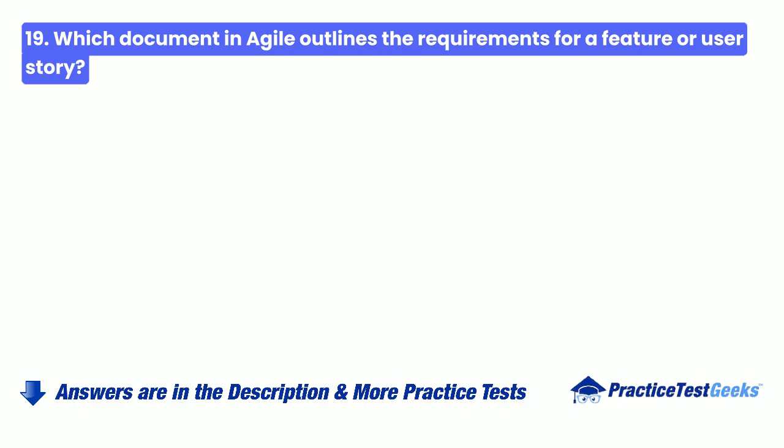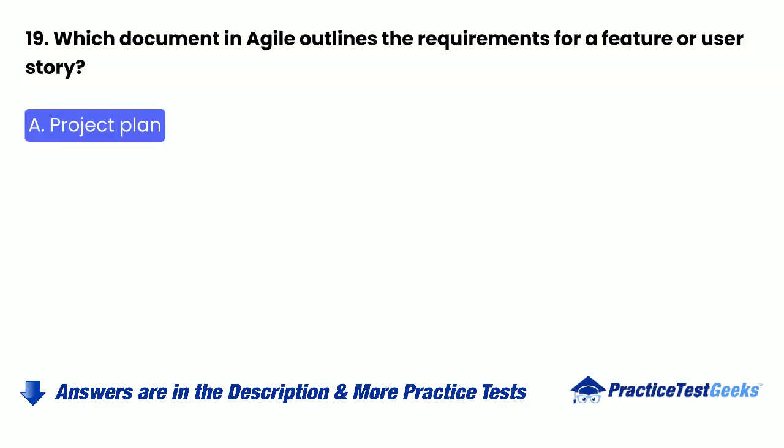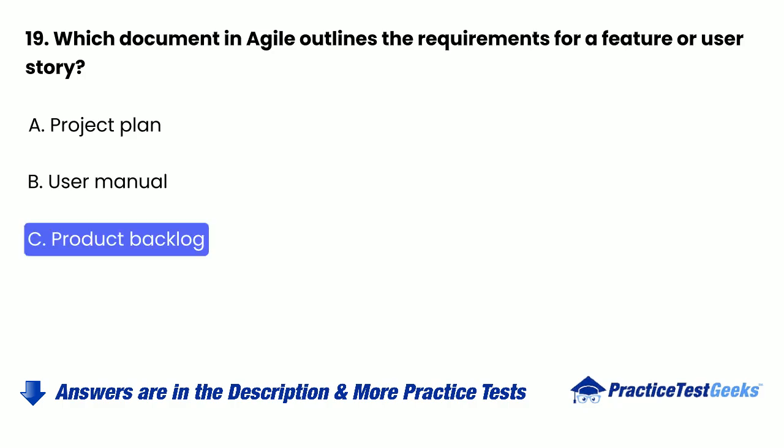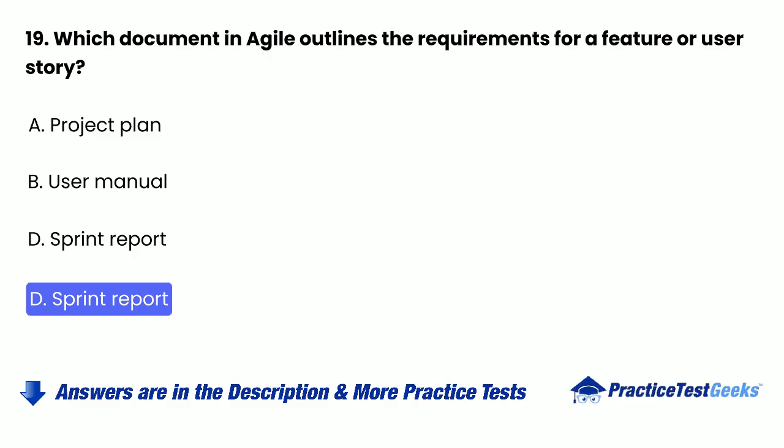19. Which document in Agile outlines the requirements for a feature or user story? A. Project plan. B. User manual. C. Product backlog. D. Sprint report.